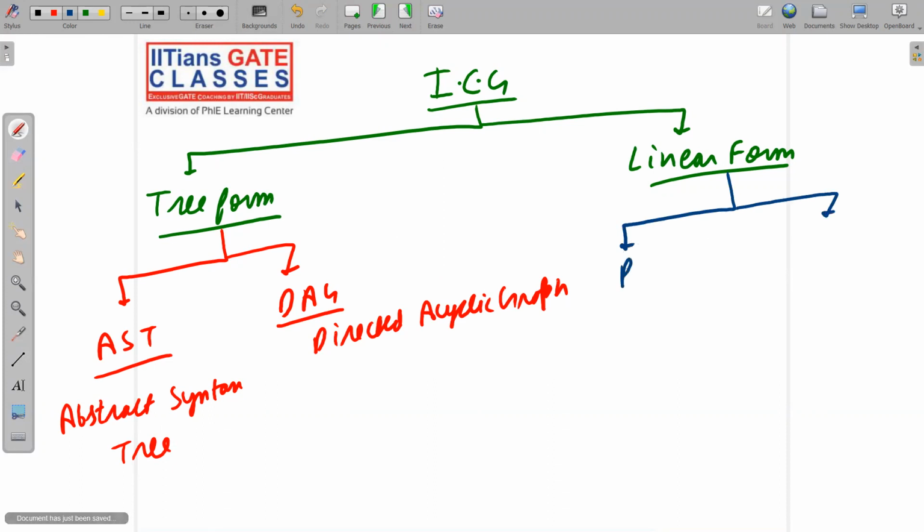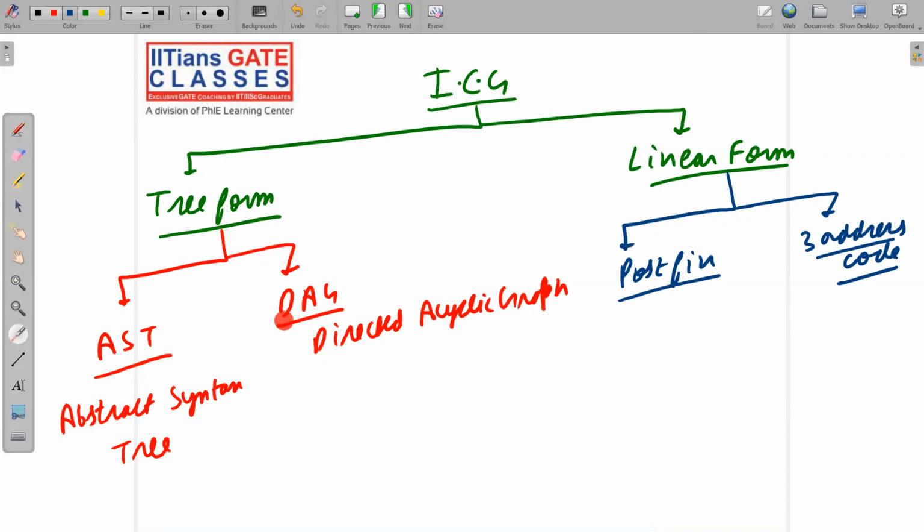And the linear form is again of two types. One is known as postfix, and the second is three address code. I think you have already studied postfix in your data structures and algorithms. I will take one example, and from that example I will show you all these four things. Let me give you that example in the next slide.